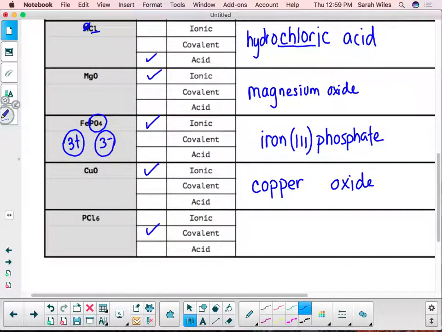Copper. How many copper atoms do I have? 1. How many oxygen atoms do I have? 1. Okay, so I have a 1 and a 1. What is the charge on the oxygen? Negative 2. If the charges have to be equal and opposite, what is the charge on the copper? Positive 2. So that is copper 2 oxide.